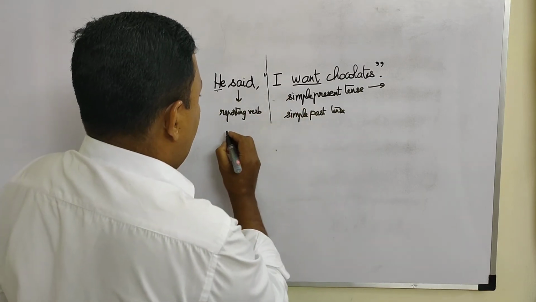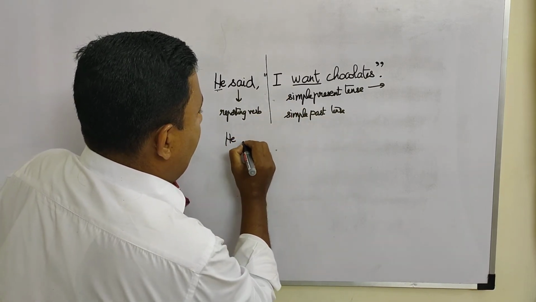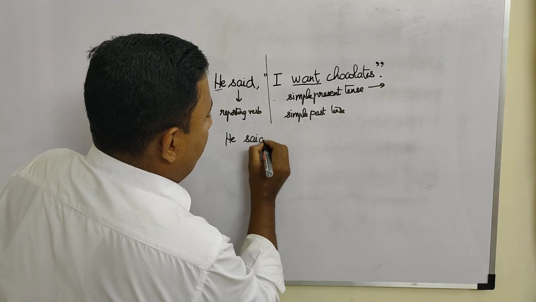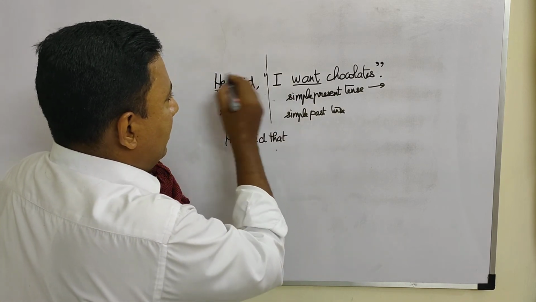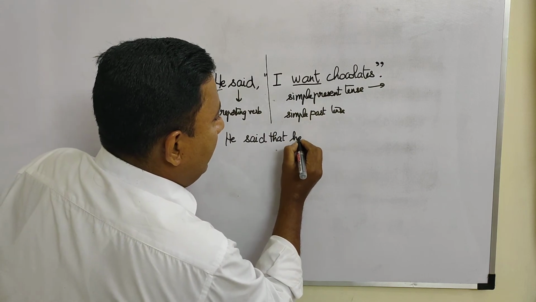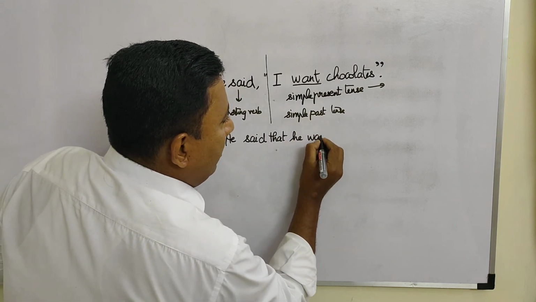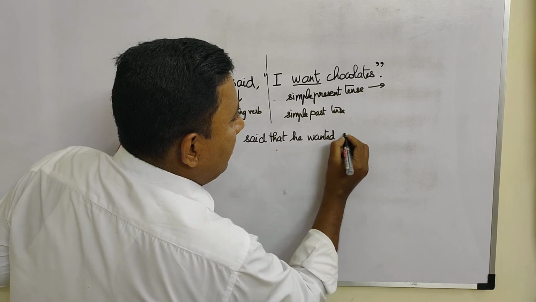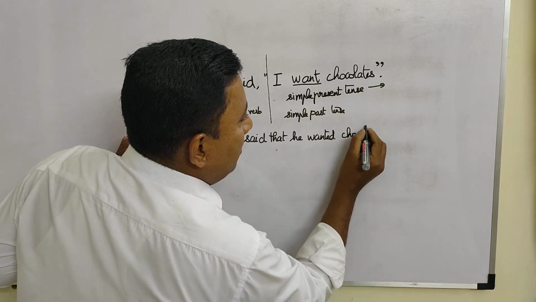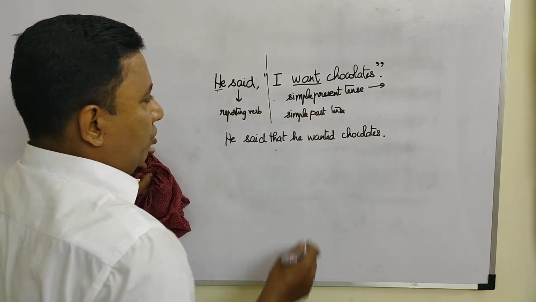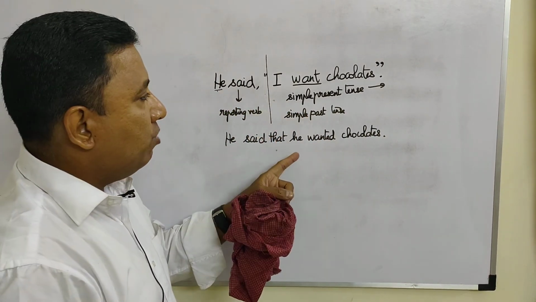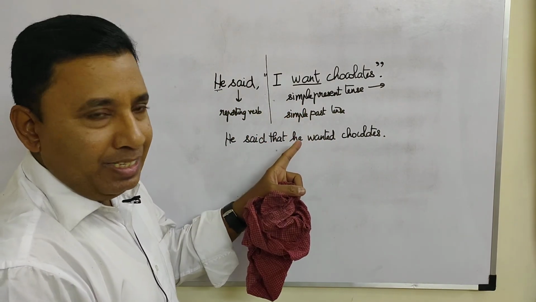So, he said that. I becomes he, that he wanted chocolates. This is a simple procedure of how to change direct speech into indirect speech based on tenses.